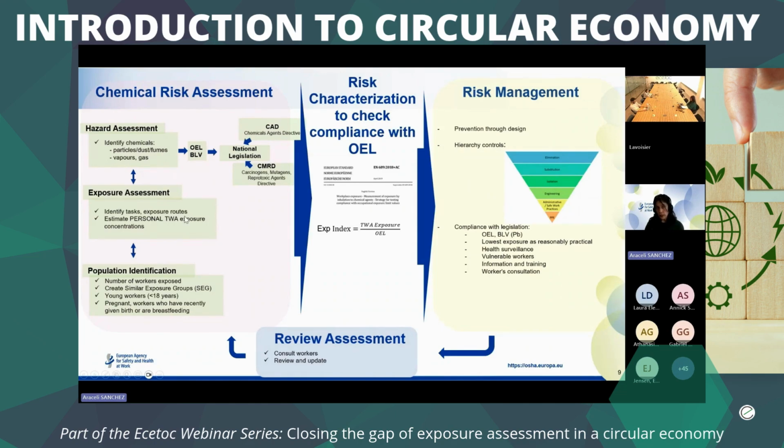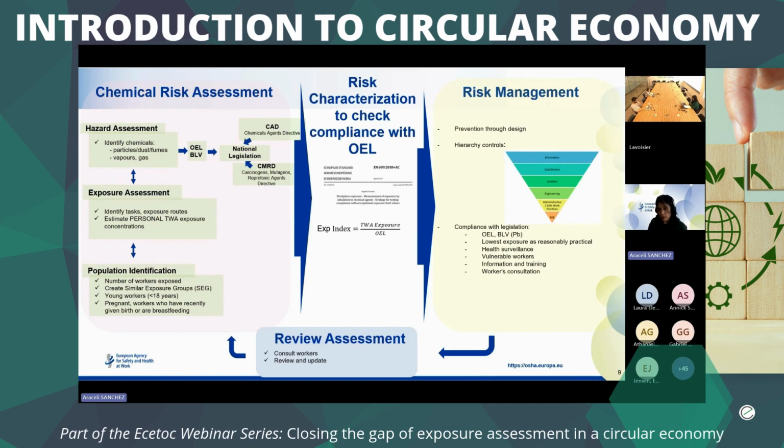So once you have this information on the exposure of the worker and the occupational exposure limit, you estimate what is called the exposure index. And well, it's not as simple as this. There are some statistical rules that you need to comply with to see whether actually you are, let's say, below this occupational exposure limit. It's true that there are many substances that do not have an occupational exposure limit.